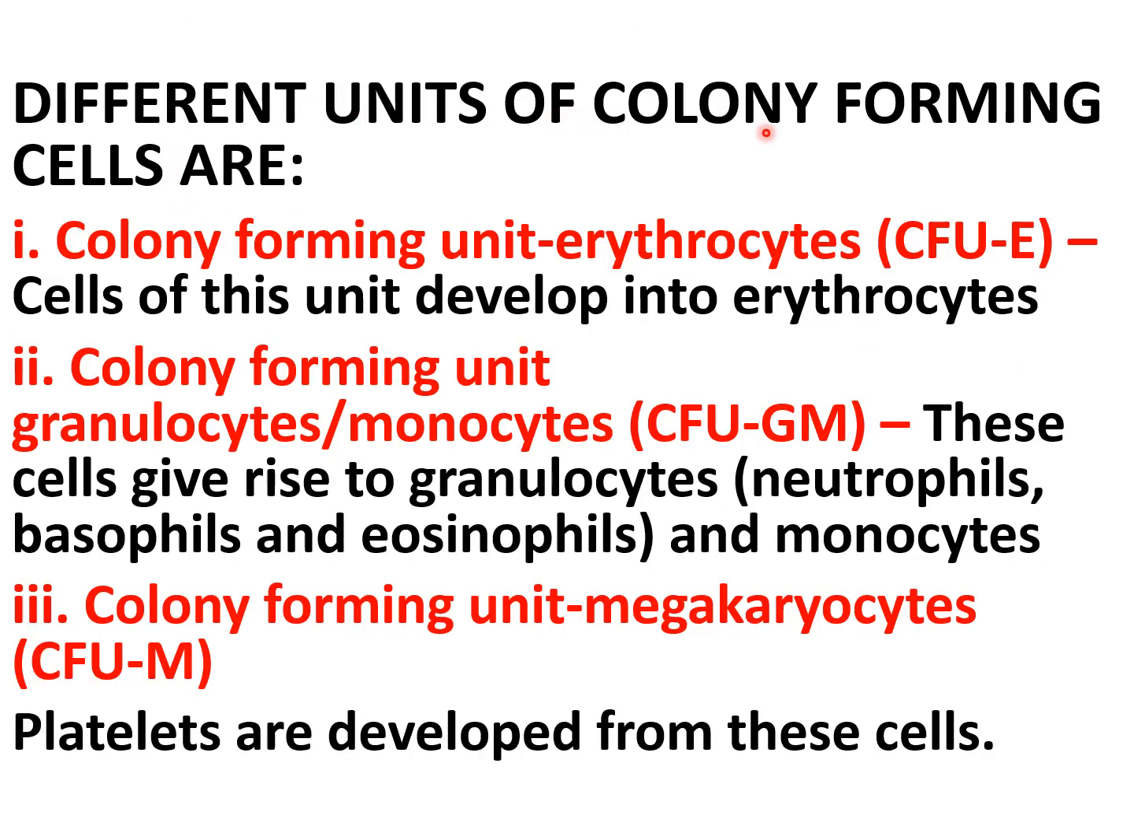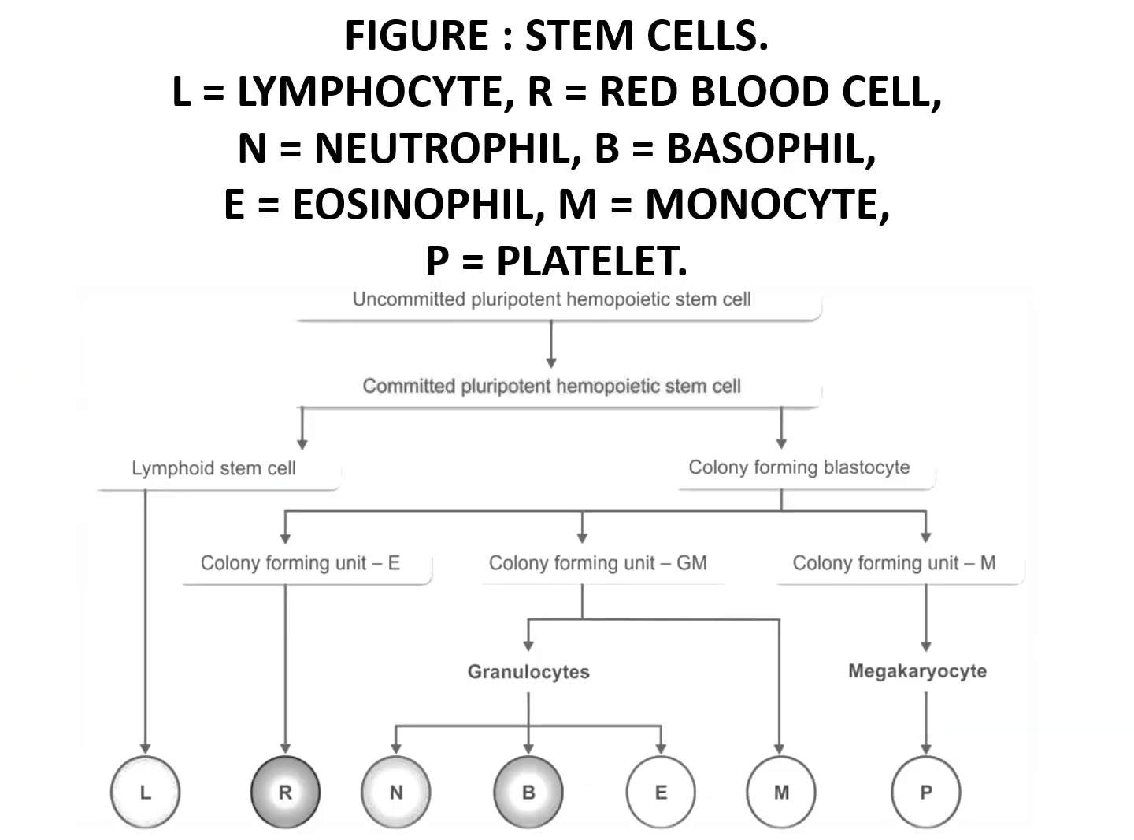Then the different units of the colony forming cells are: colony forming unit erythrocytes, cells of this unit develop into erythrocytes. Colony forming unit GM, GM means granulocytes and monocytes. These cells give rise to granulocytes, neutrophil, basophil, eosinophil, and monocytes. Colony forming unit megakaryocytes, platelets are derived from these cells.